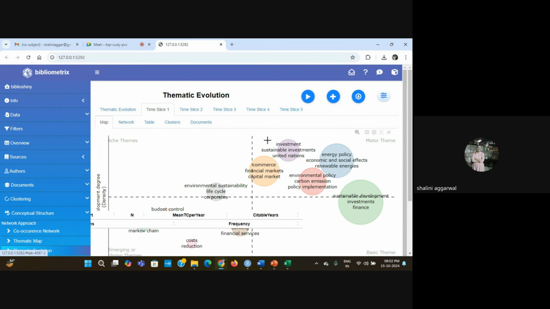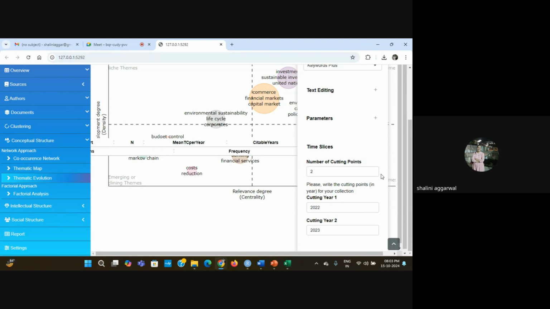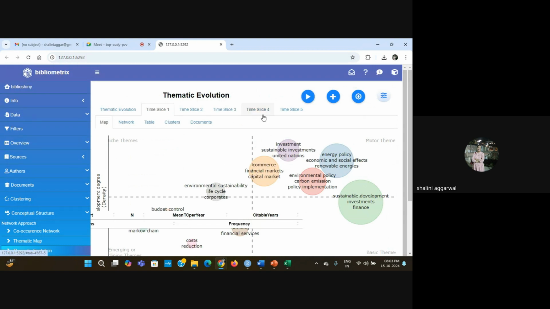Why is it not showing? Yes, because you have selected this cutting point to be 2. If you show it as 3, it will show you 4 time slices. Time slice 4 it will show. So, ma'am, it is preferable we should take 2 or 4. You take the lesser. It depends actually.